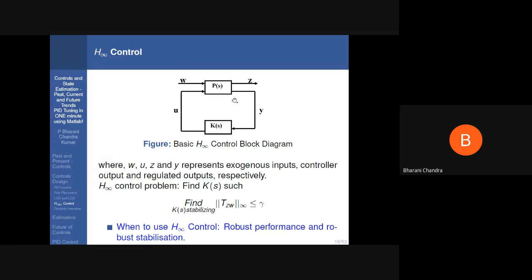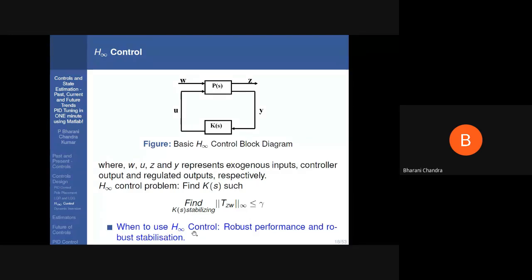However, the aim here is to minimize the H infinity norm of the transfer function from W to Z. That means the effect of unwanted disturbances or all other exogenous inputs on the regulated output, which I want to minimize. In general, we assume that it is less than or equal to gamma, where gamma is some predefined value, which can be found based upon the problem at hand.